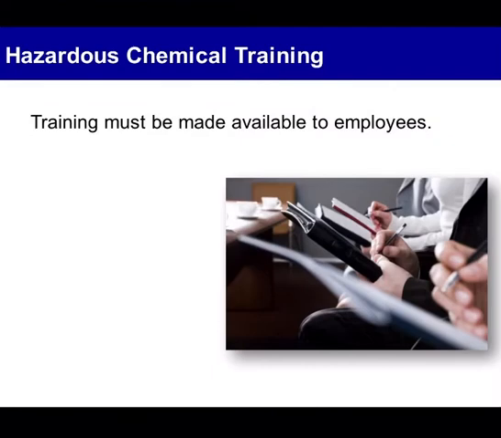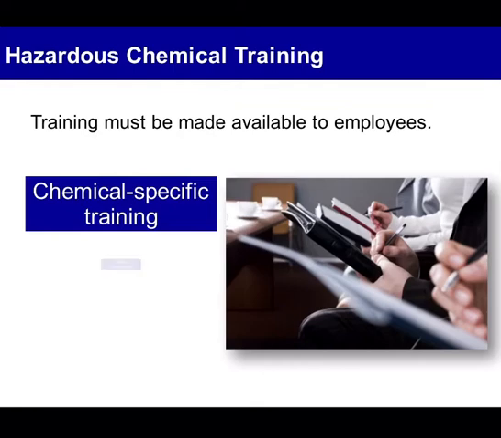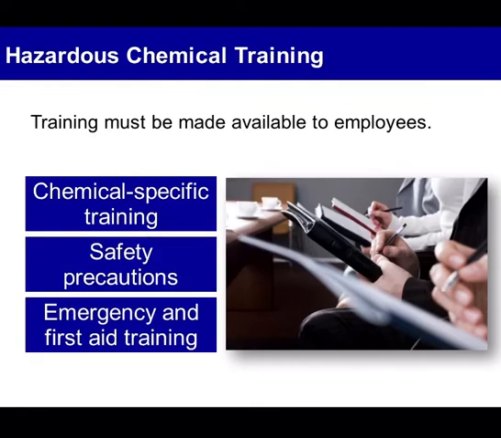OSHA regulations require that hazardous chemical training is made available to employees who may be exposed to hazardous chemicals when working. It must include the following: chemical-specific training, safety precautions, and emergency and first aid training.